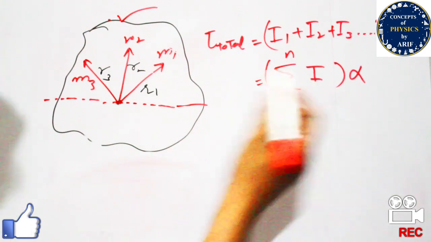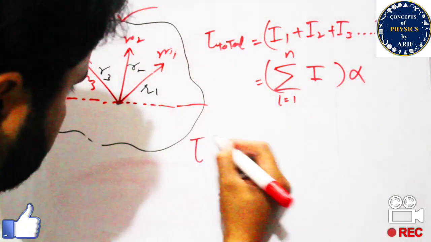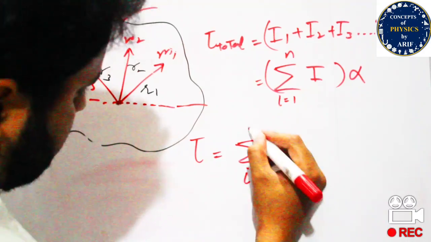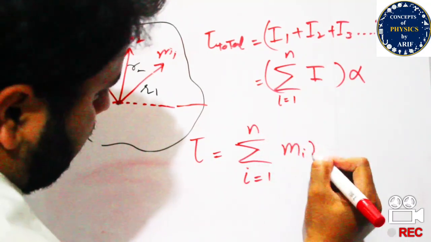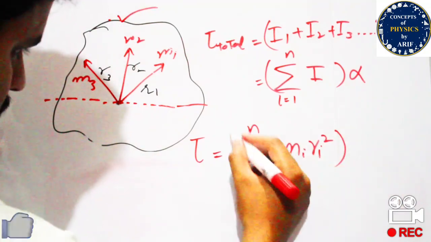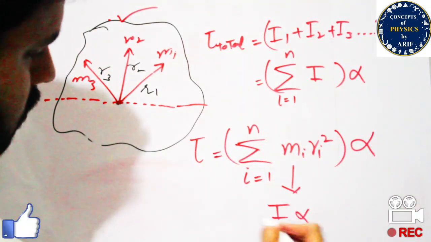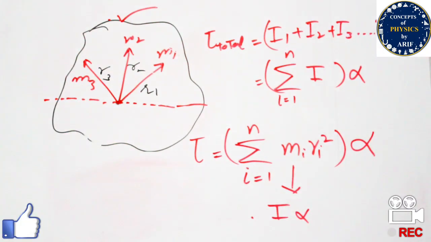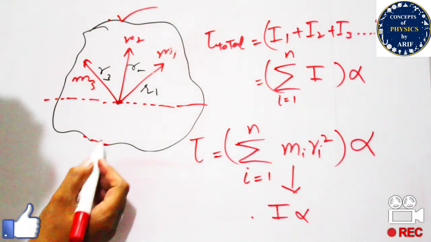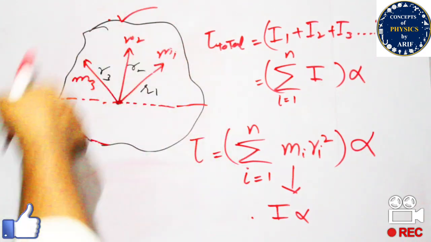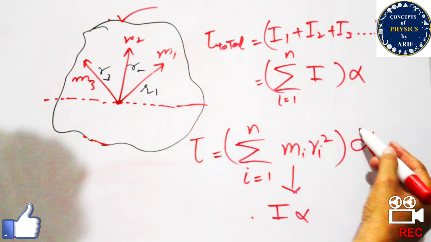Or if we open this, we will find total torque is equal to summation i equals 1 to n of m_i r_i square into alpha, or you can say this is I alpha, tau is equal to I alpha. This is the total torque with respect to all the bodies working separately, but within the rigid body, the angular acceleration of the rigid body will remain the same.